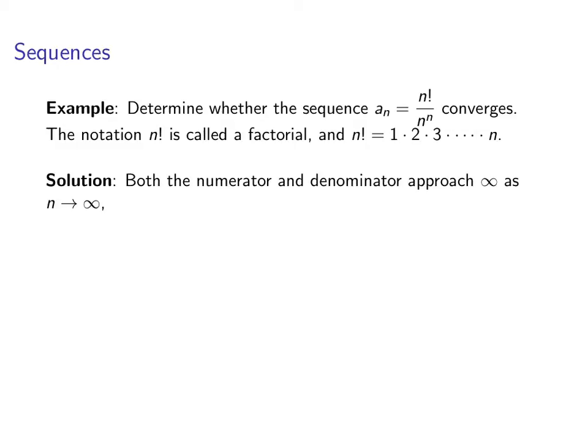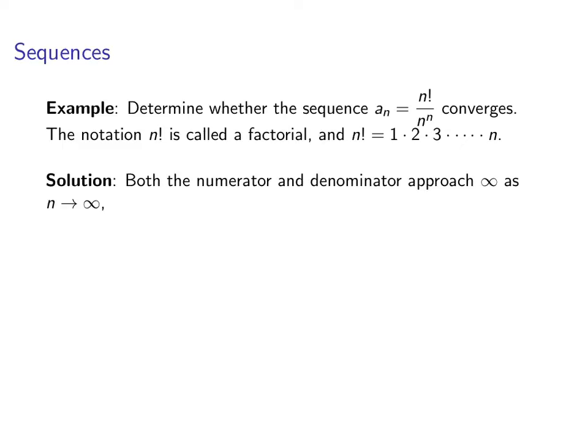Hello, calculus fans. Let's determine whether this sequence a sub n equals n factorial over n to the n converges. This notation, n factorial, means 1 times 2 times 3 all the way up to n. You're multiplying the first n numbers.